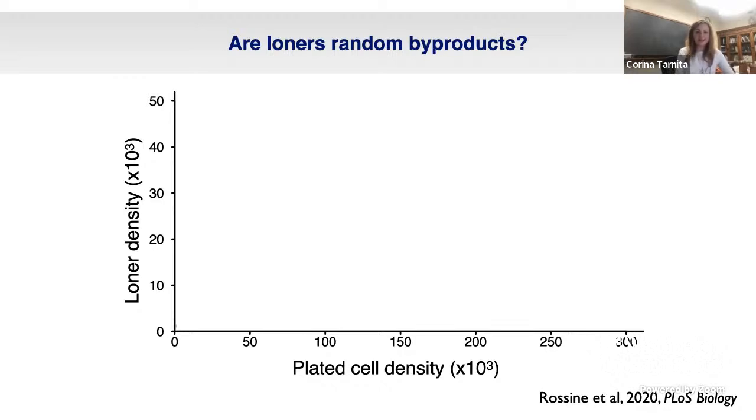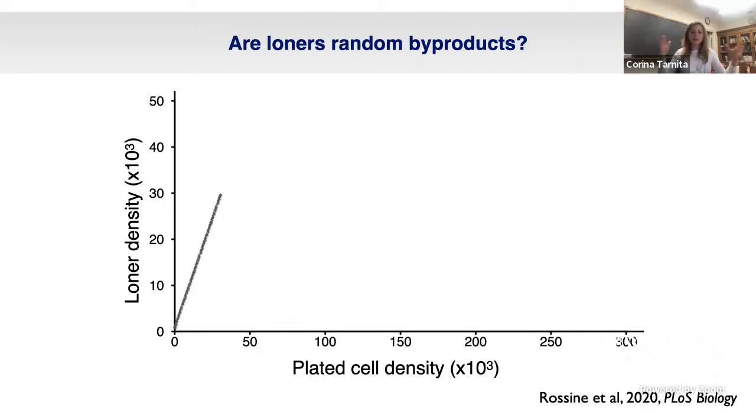And finally, my extremely talented graduate student, Fernando Rossine, was able to set up just the right experiments to test whether they were random byproducts. And these are experiments that show what happens as you increase how many starving cells you start with. So that's the initial plated cell density. And I'm going to look at the loner density. And my naive prediction was that, well, first of all, the correct prediction is that if you don't have enough of these, they're not going to be able to do their quorum sensing.